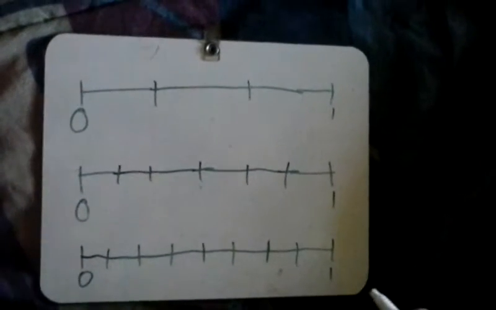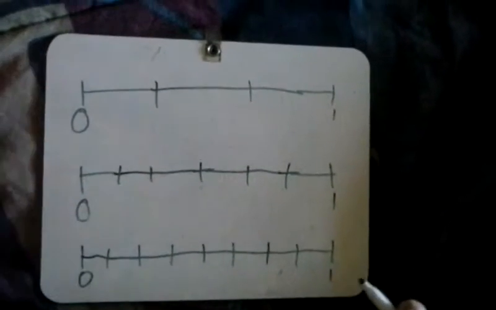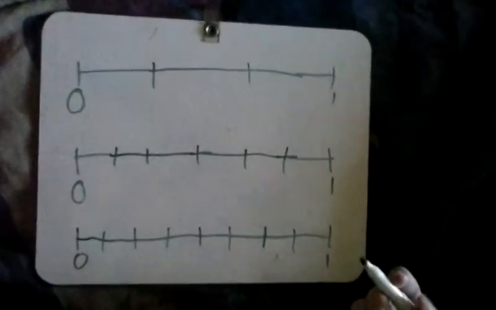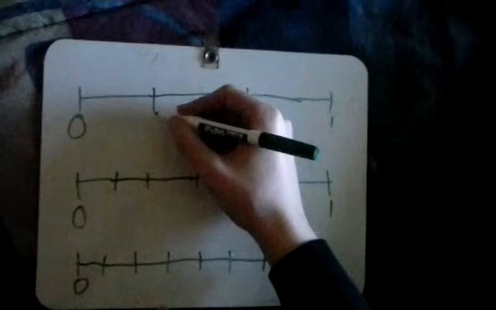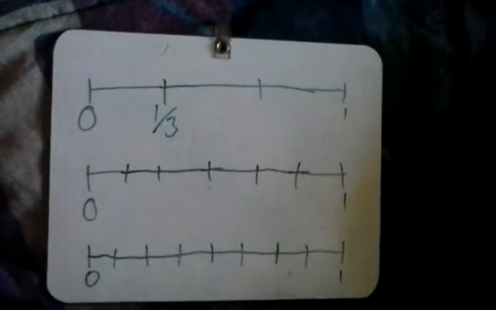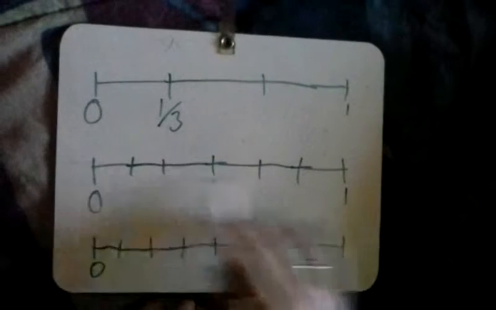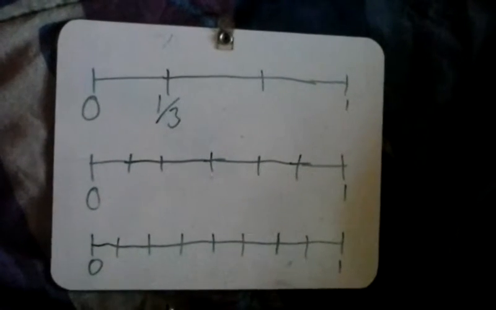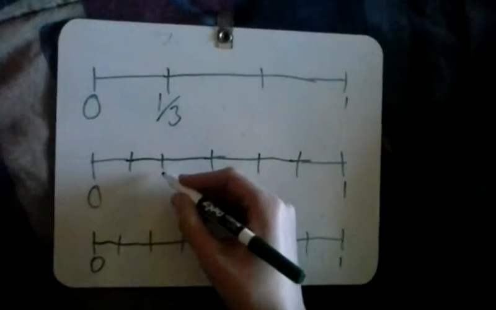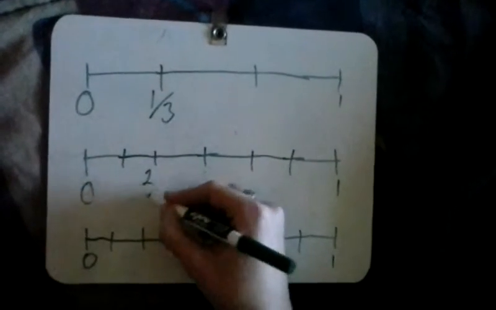So I have 3 more number lines set up here. What is this number line divided into? Thirds. Very good. So what would this fraction be? 1/3. Correct. And what is this number line divided into? Sixths. Very good. What would this one be? 2/6.